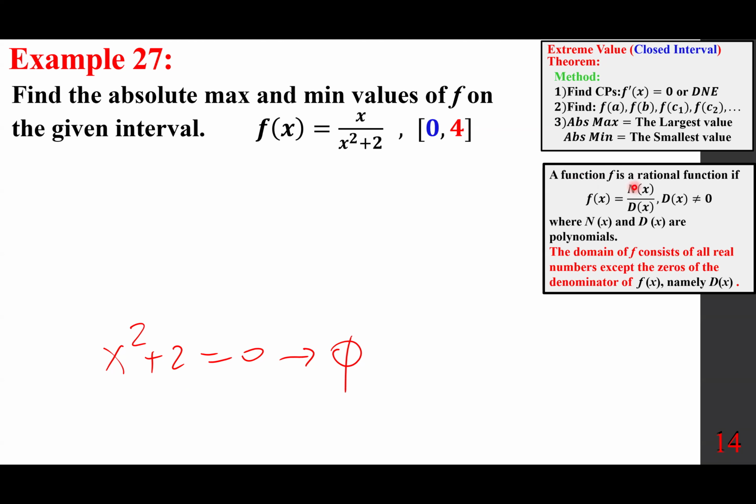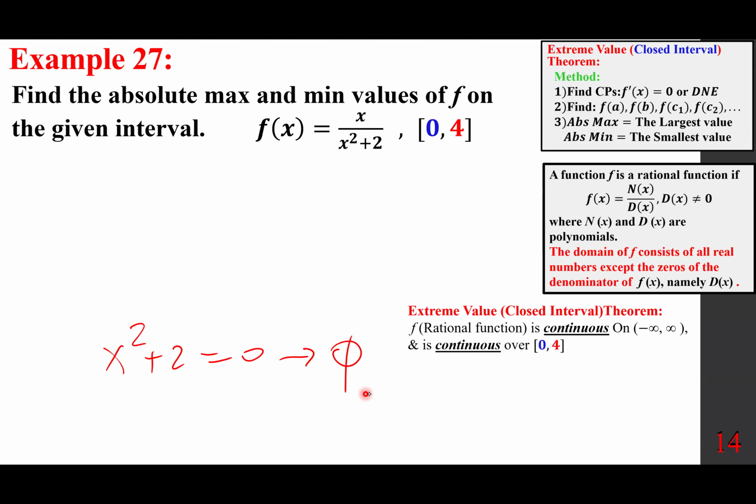So a function f is a rational function if f of x equals n of x over d of x, where n and d are polynomials. The numerator and the denominator must be polynomials. d of x can't be 0. That's how you find the domain. The domain of f consists of all real numbers except the zeros of the denominator of f of x, namely d of x. So set this one equal to 0 and exclude it. When we set it equal to 0, nothing happens.